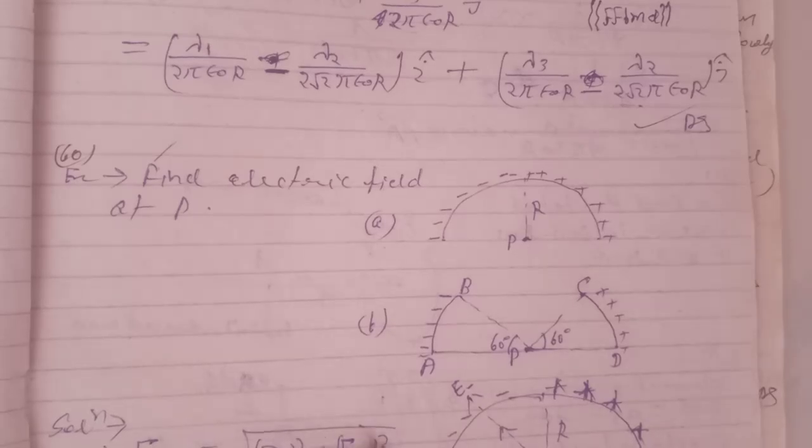E net equal to under root E plus a square plus E minus a square, or E plus E, lambda by 2 pi epsilon naught r sine, because this whole angle is pi by 2, then it will be sine pi by 4.